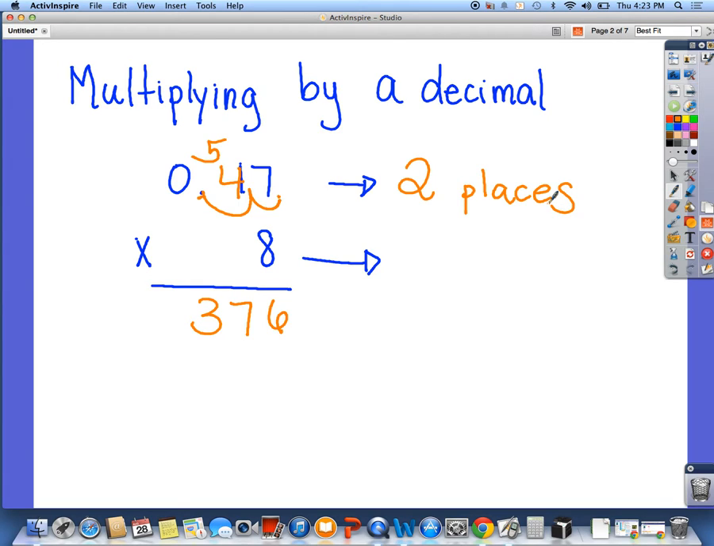And the 8 is a whole number, so I don't have to do anything. Now I've got to take this number and come all the way down to the product. I'm going to start on this right-hand side, and I'm moving in 2 spaces. I had 2 spaces I had to move here to get to the decimal, and now I start at my whole number and I move in 2 spaces. 1, 2, and my final answer is 3 and 76 hundredths.